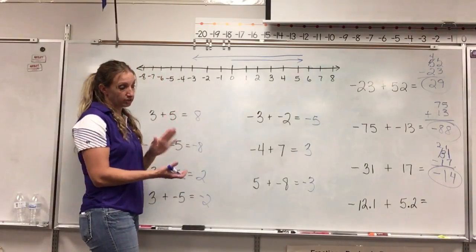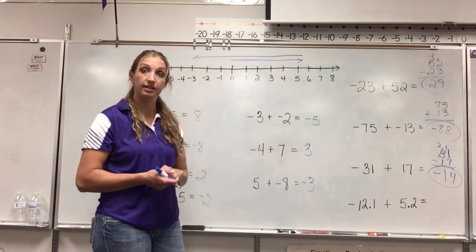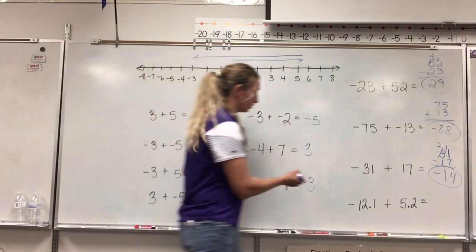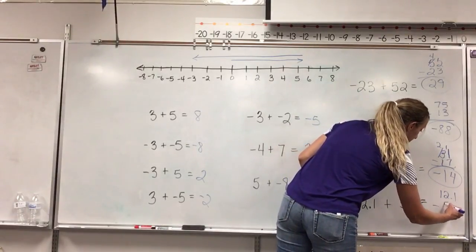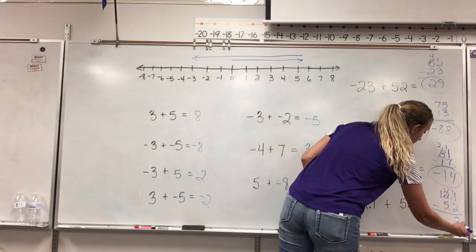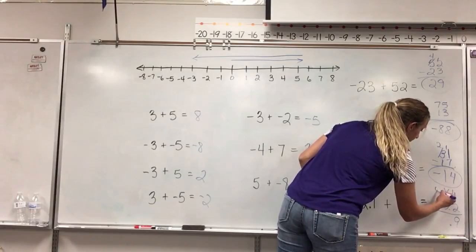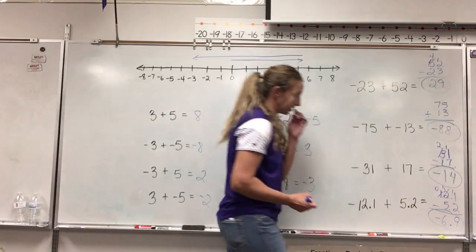So my arrows would change directions, which means I need to subtract them, and then I know in my head that I'm still going to be in the negatives. So 12.1 minus 5.2. So I'm at negative 6 and 9/10.